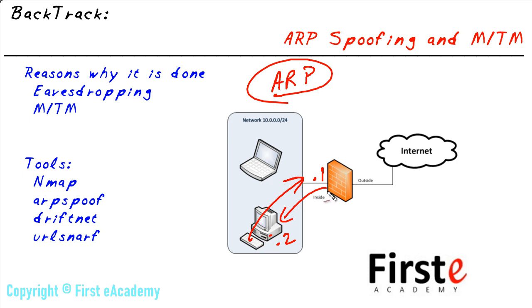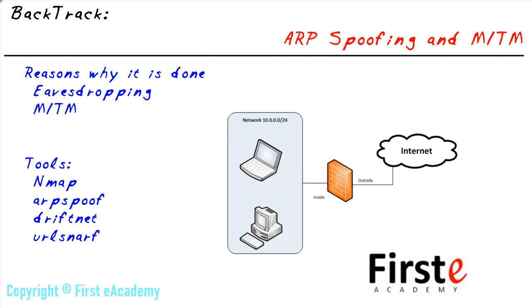and now the layer 3 to layer 2 mapping is in the ARP cache of this PC. A similar function happens up here on the firewall if it needs to discover the layer 2 address of some other device on the network that it wants to talk to. So how exactly does an ARP spoofing attack work? We're going to lie about the layer 3 to layer 2 mapping.